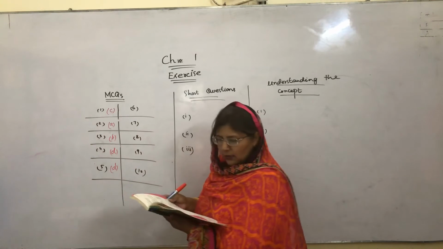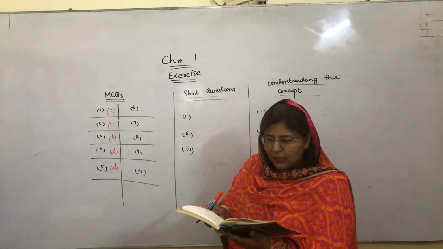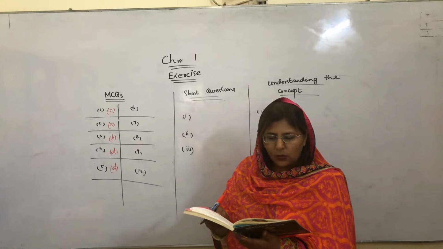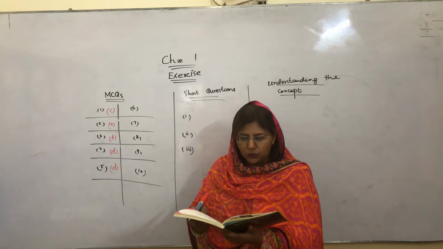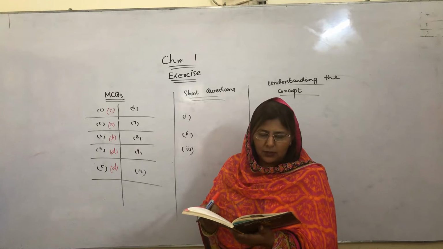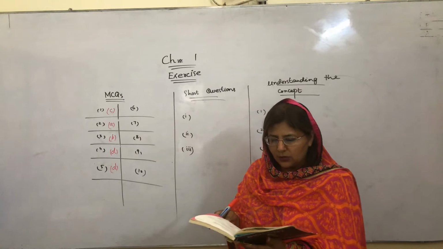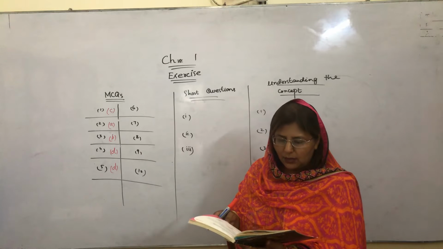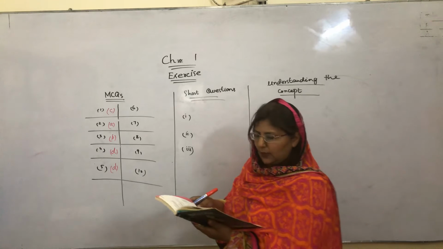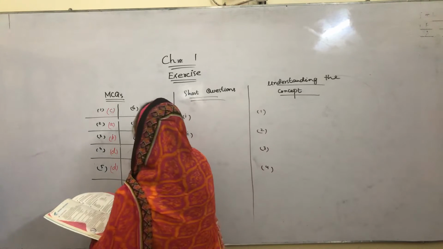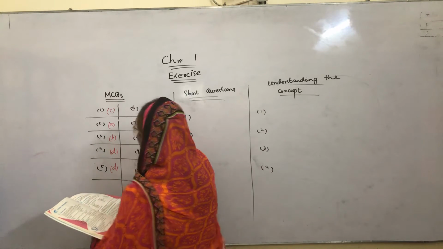Number 6, the primary chemical stimulus for breathing is the concentration of. Option A, carbon dioxide in blood. Option 2, oxygen in blood. Option 3, carbon dioxide in muscles. Option 4, oxygen in muscle. So the correct answer is option A, carbon dioxide in blood. So question number 6, option A is correct.